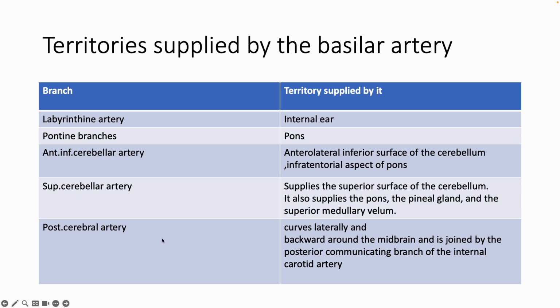Posterior cerebral artery: it curves laterally and backward around the midbrain and is joined by the posterior communicating branch of the internal carotid artery. هذا يرجع لي ورا، داير مداير البرين laterally، يرجع لي ورا حتى يتلقى البوستيريور communicating artery اللي جاي من الانترنال carotid artery حتى يكون السيركل اوف ويلس.